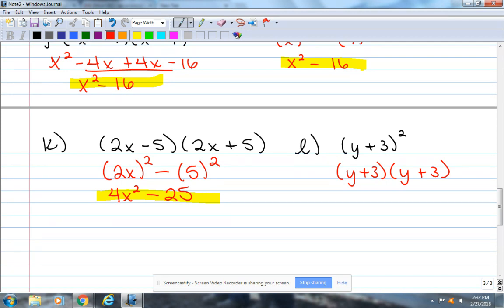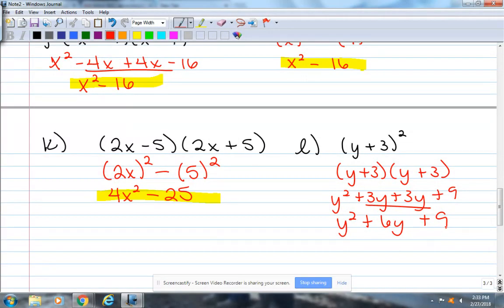It does not work. Okay? It's wrong. I'm going to show you why it's wrong. How do we multiply two binomials? We've already talked about this today. Distribute, right? What's y times y? y squared. What's y times 3? What's 3 times y? What's 3 times 3? What's 3y plus 3y? y squared plus 6y plus 9.